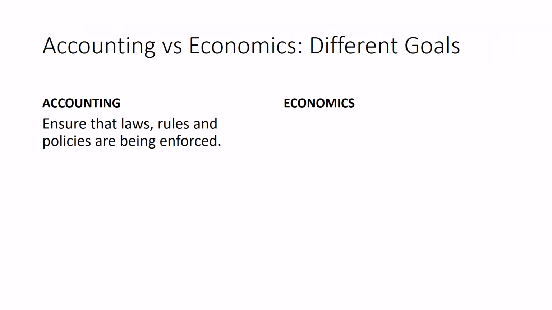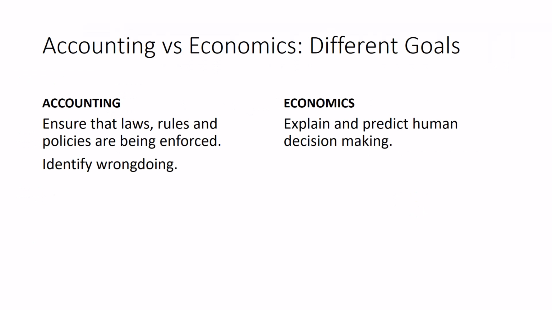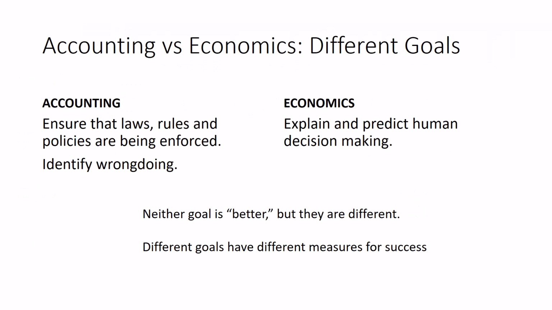In accounting, you want to ensure that laws and policies are being followed and enforced, and you want to identify wrongdoing. Accounting is a way of making sure that everything is going the way it's supposed to legally or according to regulations and policies. Economics has an entirely different focus. We want to explain and predict human decision making. Neither goal is better than the other, but they're different. And with different goals, we have to have different measures for success.